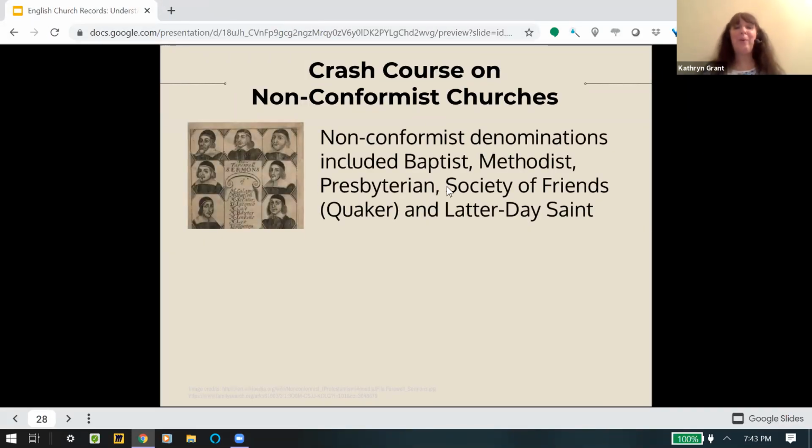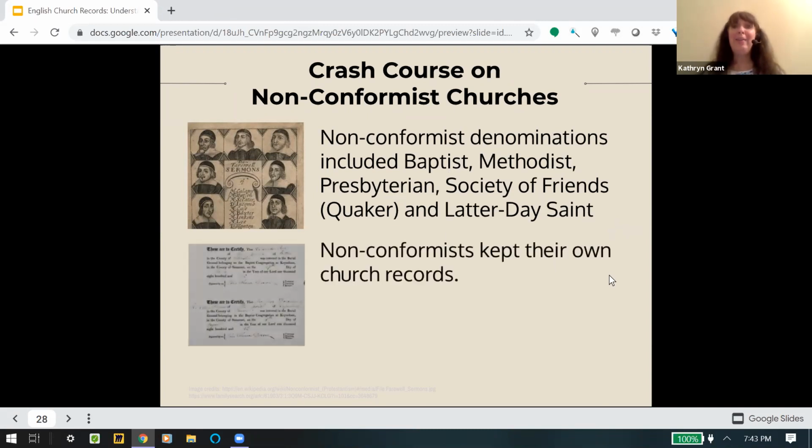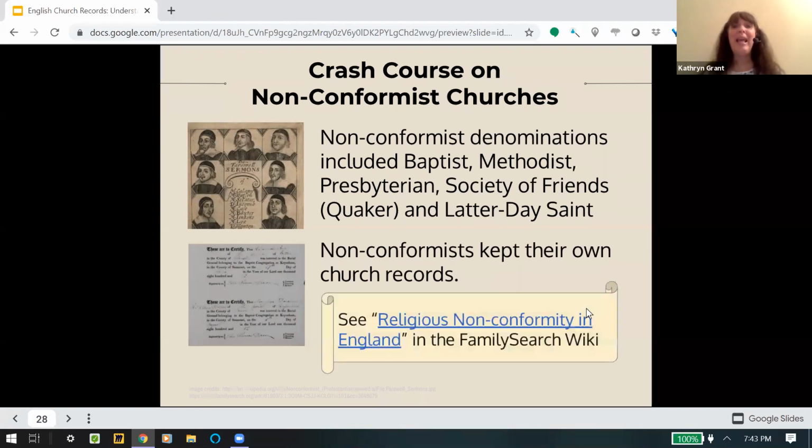There we go. Okay, so nonconformist denominations included Baptist, Methodist, Presbyterian, Society of Friends, and Latter-day Saint, and even more. But those were the most common nonconformist churches. And what is good about this for genealogists is that nonconformists kept their own church records, and a lot of times they were better than the standard Church of England records. And we're going to be looking at a few examples.